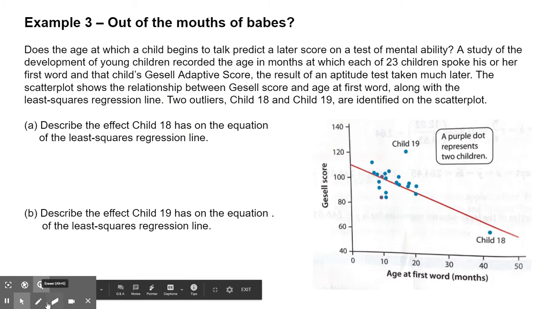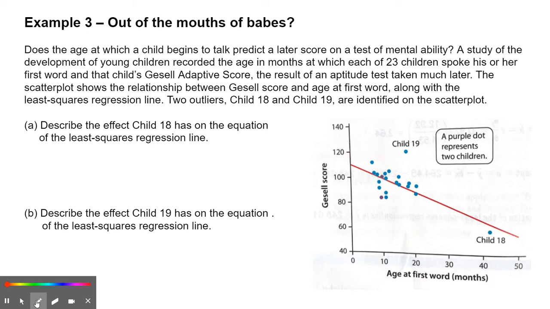Okay, so let's take a look at this example here. Example 3, out of the mouths of babes: does the age at which a child begins to talk predict a later score on a test of mental ability? A study of development of young children recorded the age in months at which each of 23 children spoke his or her first word and that child's Gesell adaptive score, the results of an aptitude test taken much later. The scatter plot shows a relation between Gesell score and age at first word. Along with the least squares regression line, two outliers, child 18 and 19, are identified on the scatter plot.